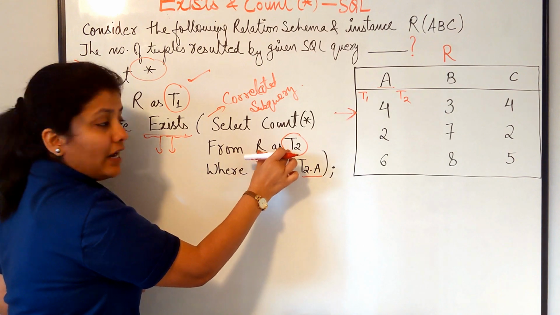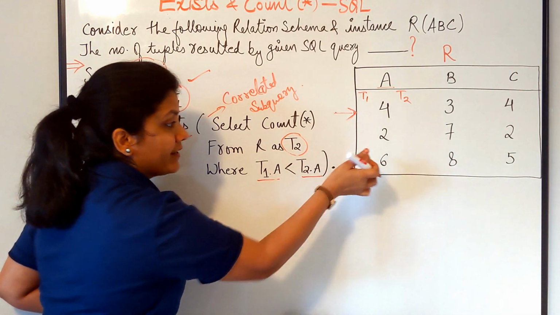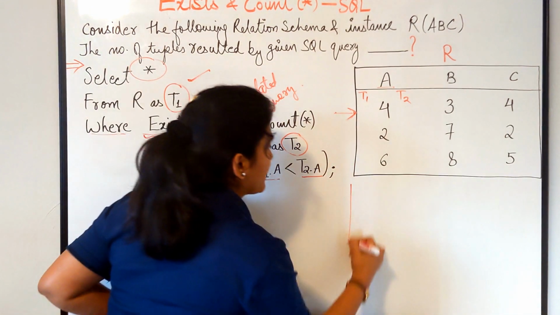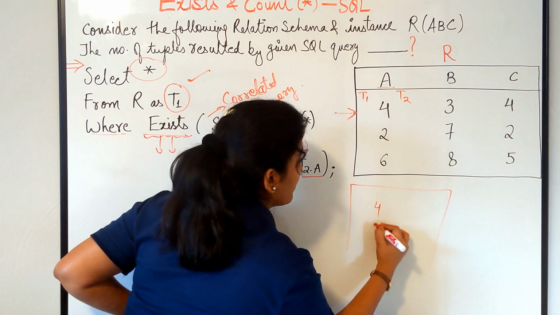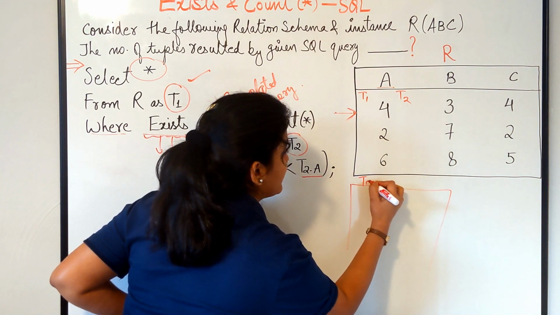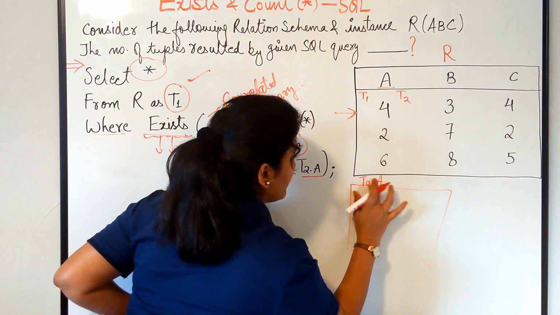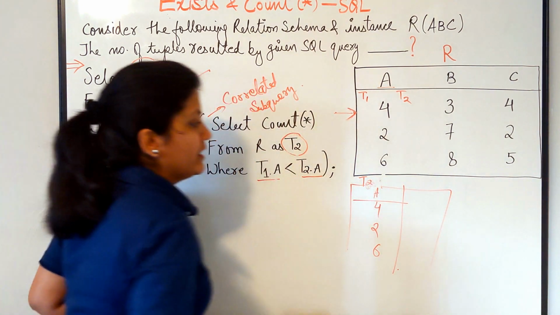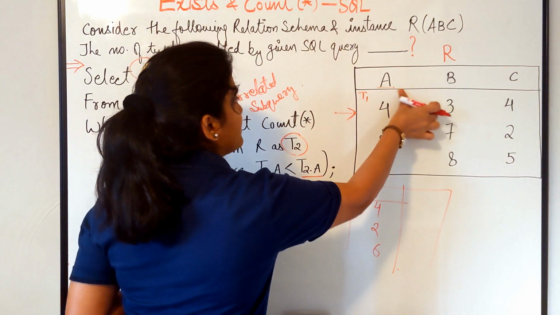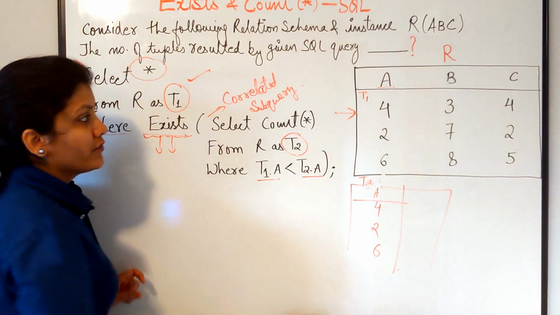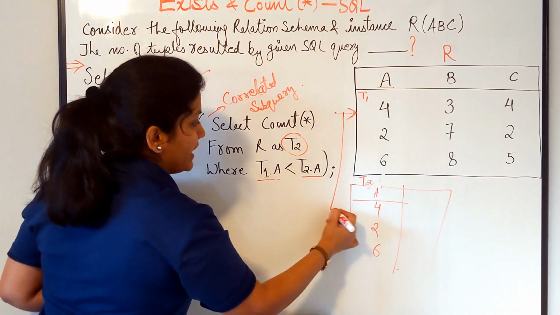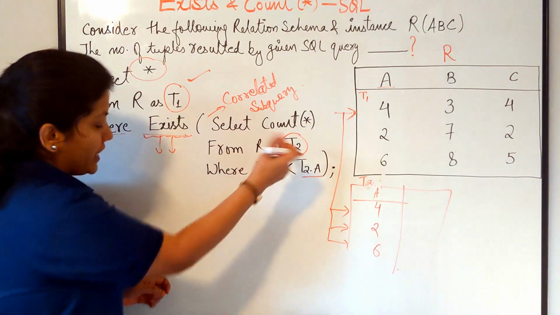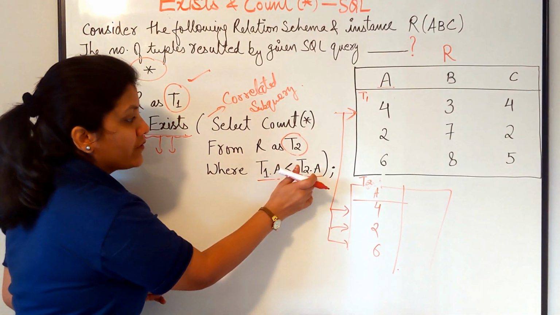So for each tuple of R, that means for each tuple here and here, we are going to run the same query. If you really get confused, you can make another instance quickly and write 4, 2, 6. This you can consider T2.A, or you just say this is T2 and this is your A, and this you consider just as T1. So like this you will be running. For this 4, you will run this inside query for all three of them. So I check whether T1.A is less than T2.A.